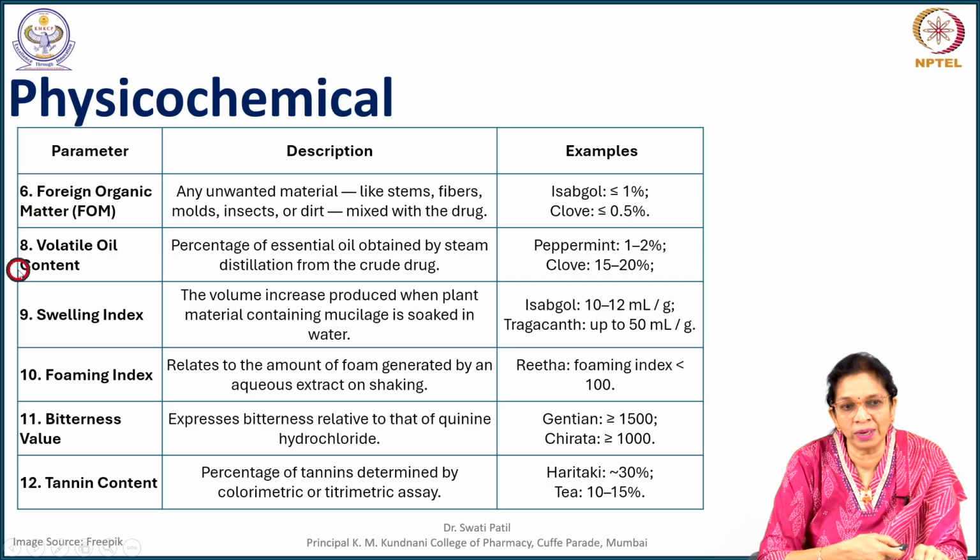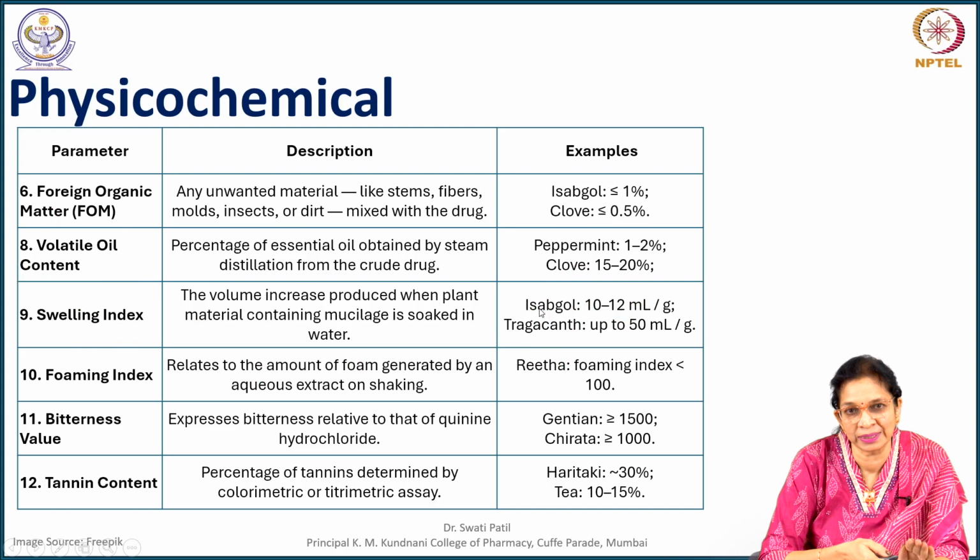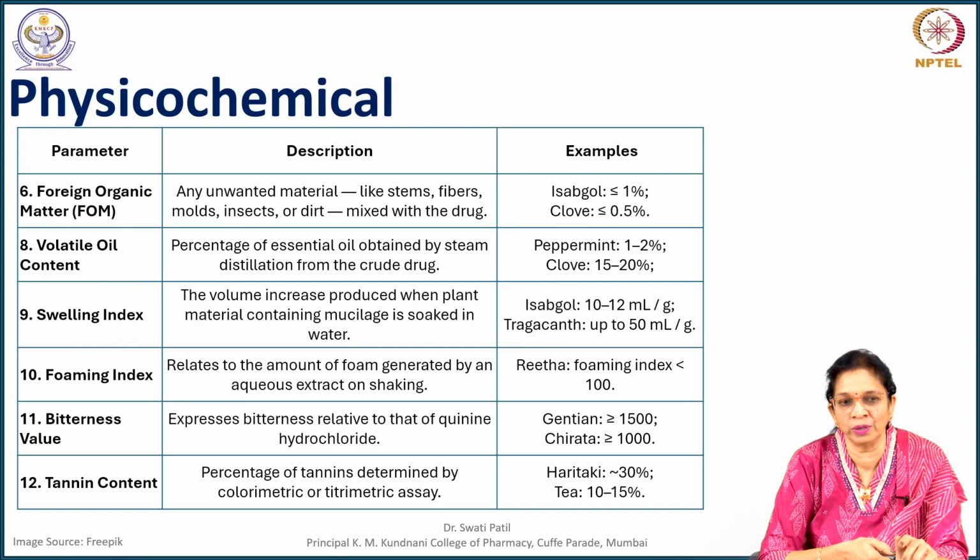The volatile oil content, and the swelling index for drugs like isabgol and tragacanth: when they absorb water, the amount of mucilage present can be calculated. Foaming index: the foam which is generated because of the presence of saponin, which is an active constituent in the drug, will help us identify the drug quality.